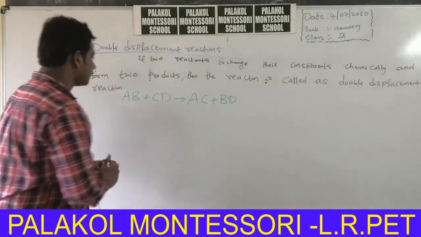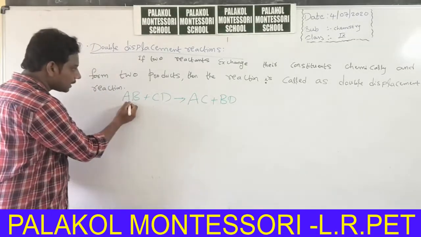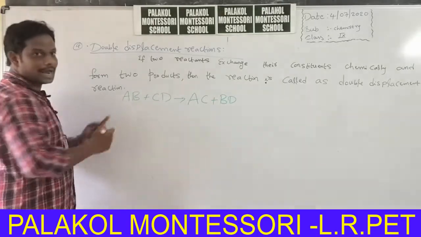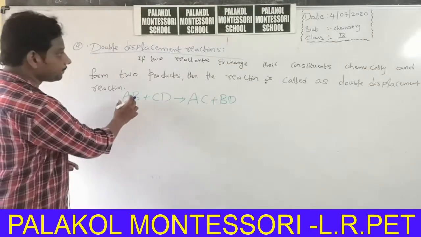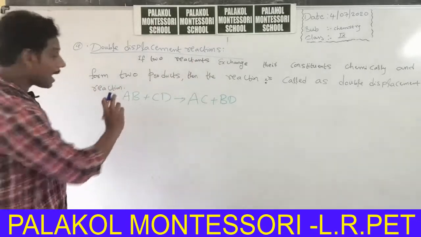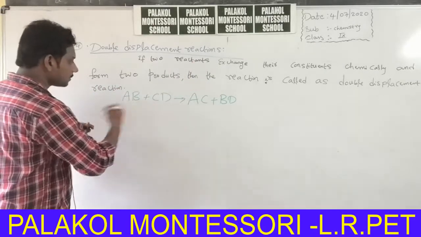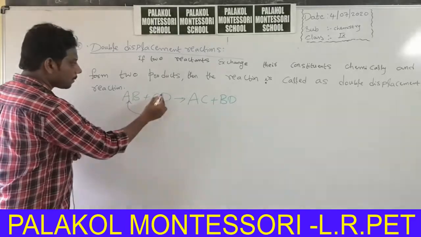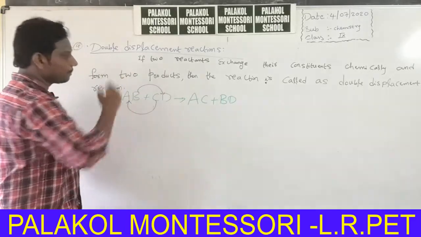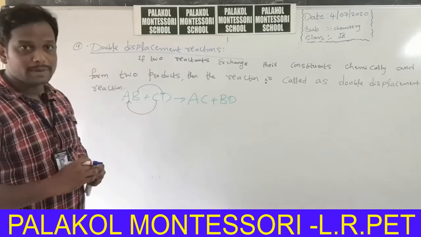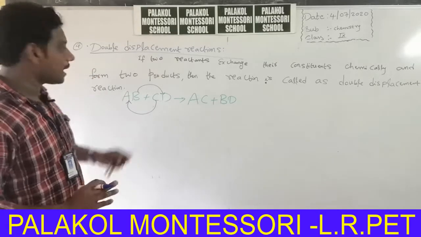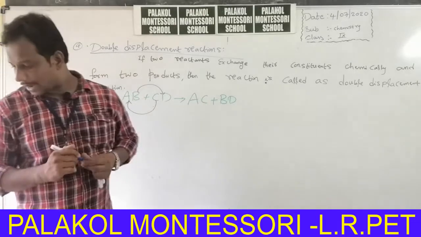In this case, this molecule is having two atoms A and B, and this molecule is having two atoms C and D. Here, exchange of atoms takes place, that means A takes C, D takes B. Exchange of atoms takes place between molecules. That type of reaction is called double displacement reaction.